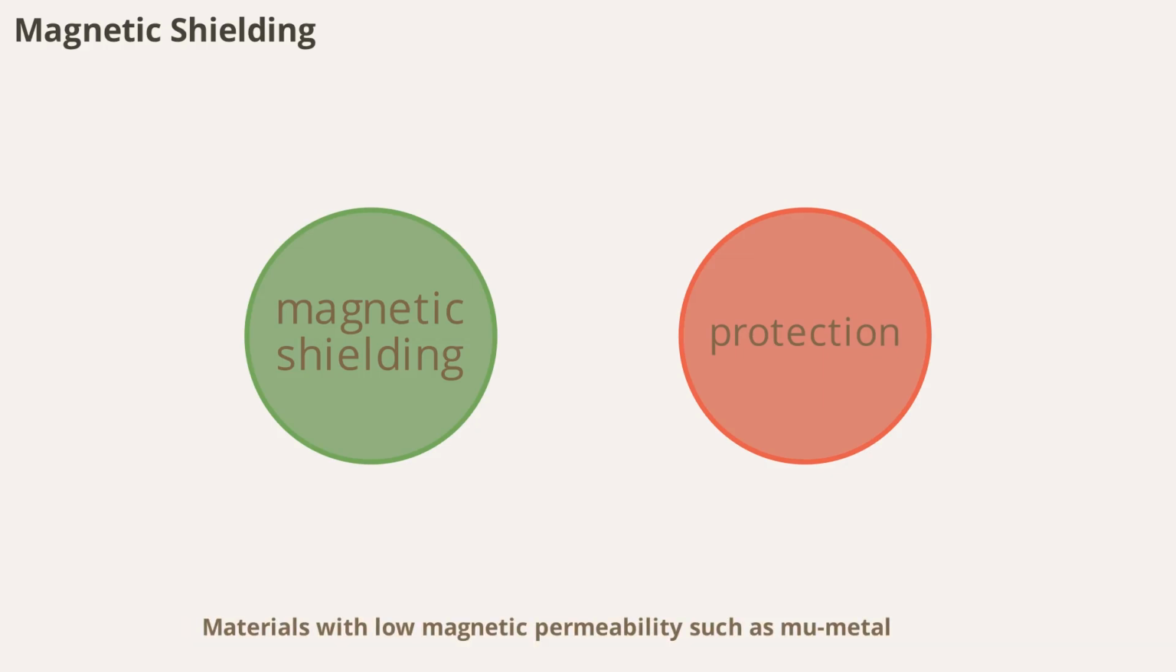Magnetic shielding involves using materials to block or redirect magnetic fields, protecting sensitive equipment from unwanted magnetic interference. Materials with low magnetic permeability, such as mu metal, are commonly used for shielding. This technique is essential in medical devices, scientific instruments, and even in protecting credit cards from magnetic damage. Effective shielding ensures accurate measurements and reliable operation of electronic devices.